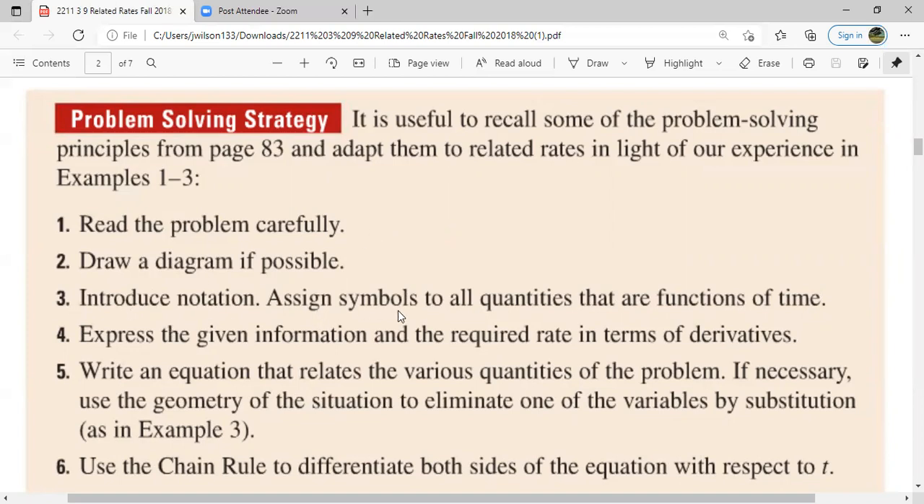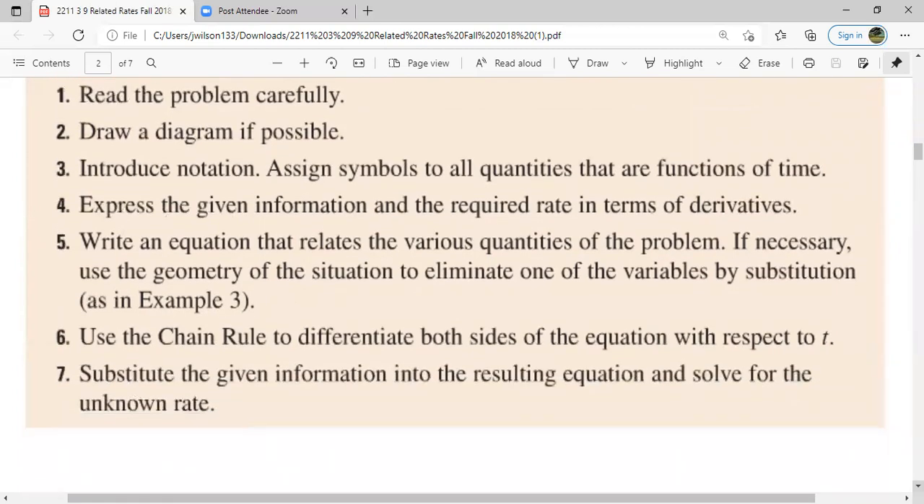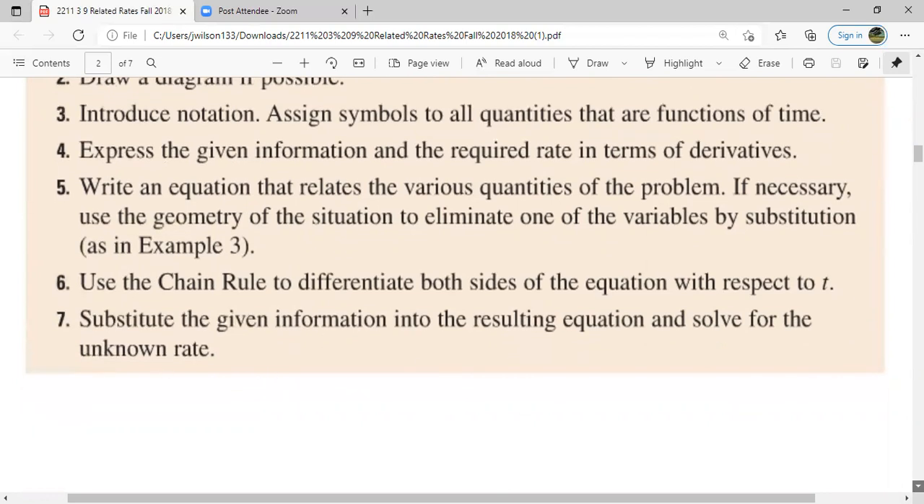Introduce notation, so assign symbols to all quantities that are functions of time. Like in the example a minute ago, it was the volume and the radius. And then express the given information and the required rate in terms of derivatives. Write an equation that relates the various quantities of the problem. If necessary, use the geometry of the situation to eliminate one of the variables by substitution. Use the chain rule to differentiate both sides of the equation with respect to t, and then substitute the given information into the resulting equation and solve for the unknown rate.